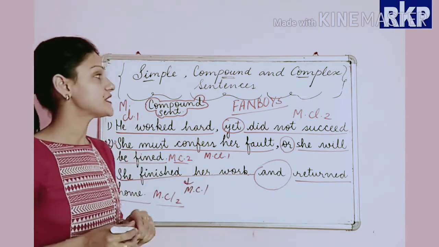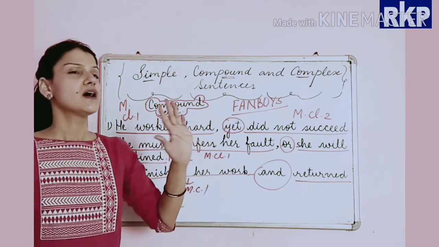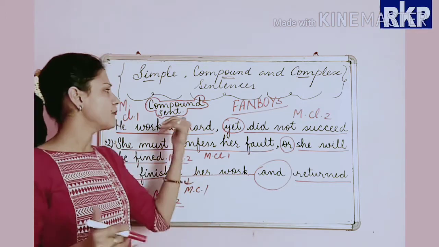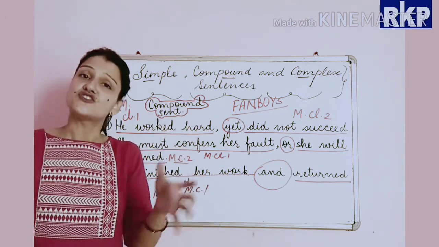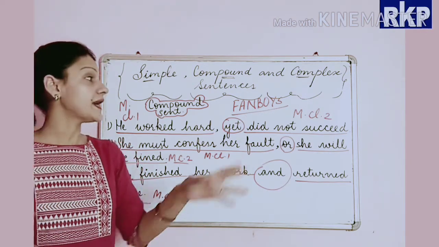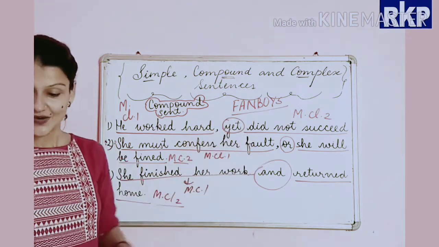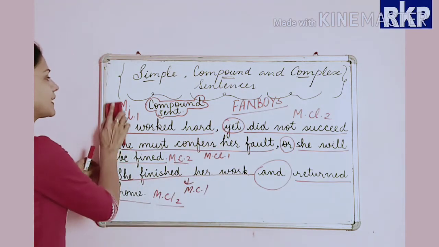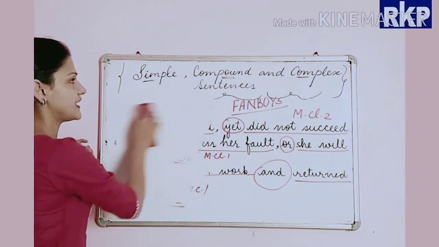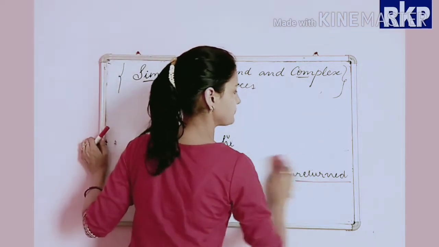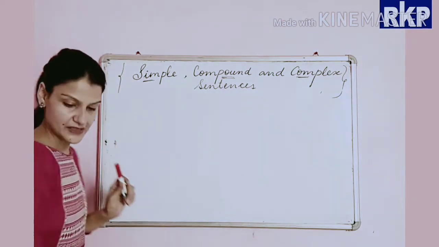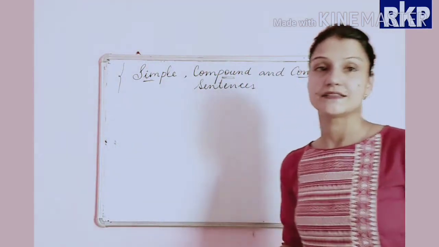Okay, so I hope, beta, compound sentences, you are able to understand now, right? You must have understood what compound sentences are. Okay, they are just a combination of two main clauses which are joined by coordinating conjunctions. All right, very good. Now we will move to the next type of sentence, that is complex sentence.